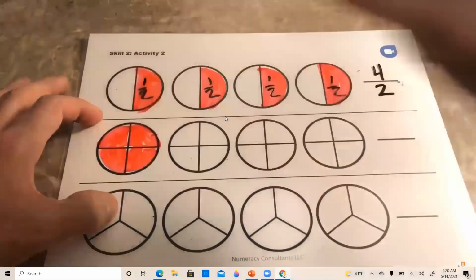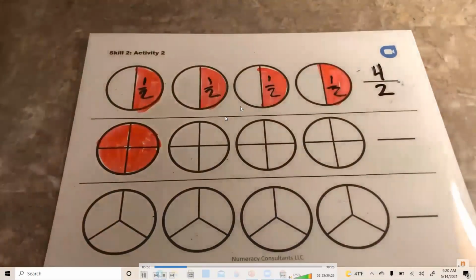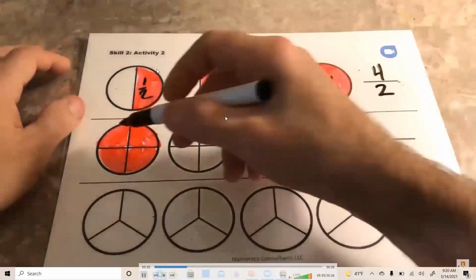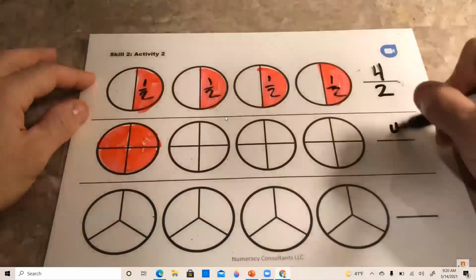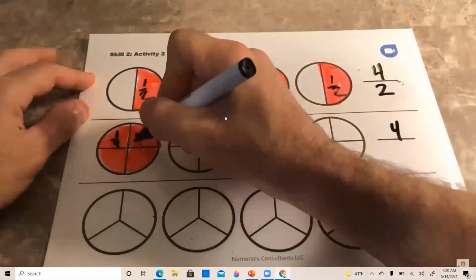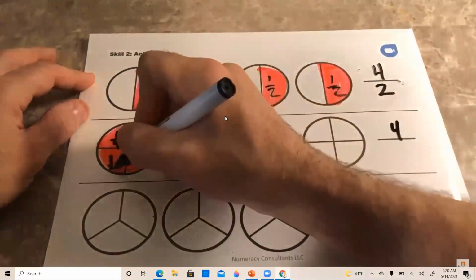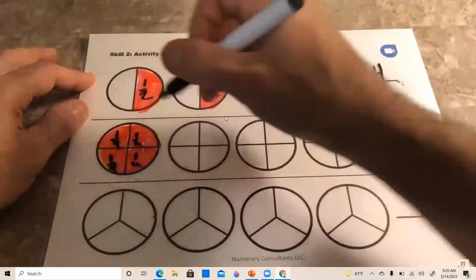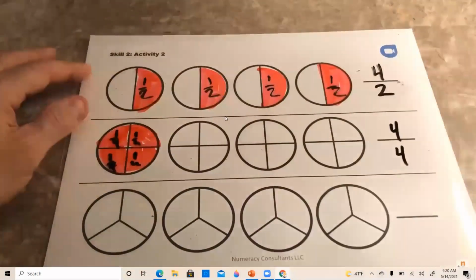Again, this will be an easy one for them, okay? And you're going to say, well, okay, how many do we have? Well, 1, 2, 3, 4. We colored in 4. And each one of these we know is a fourth, and 1/4, and 1/4, and 1/4. So I have 4/4, okay?